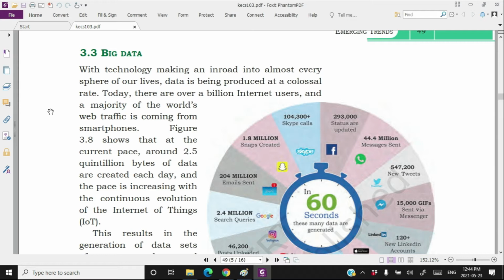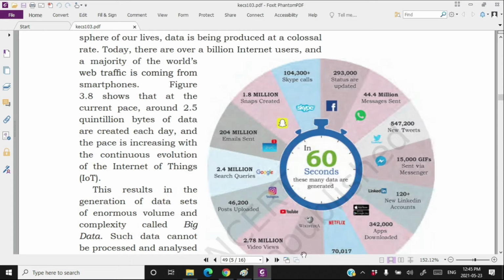In this video, we are going to learn about big data. See, there are multiple famous websites present on the internet, and all are uploading a huge amount of data. Means they have a huge amount of traffic with them.